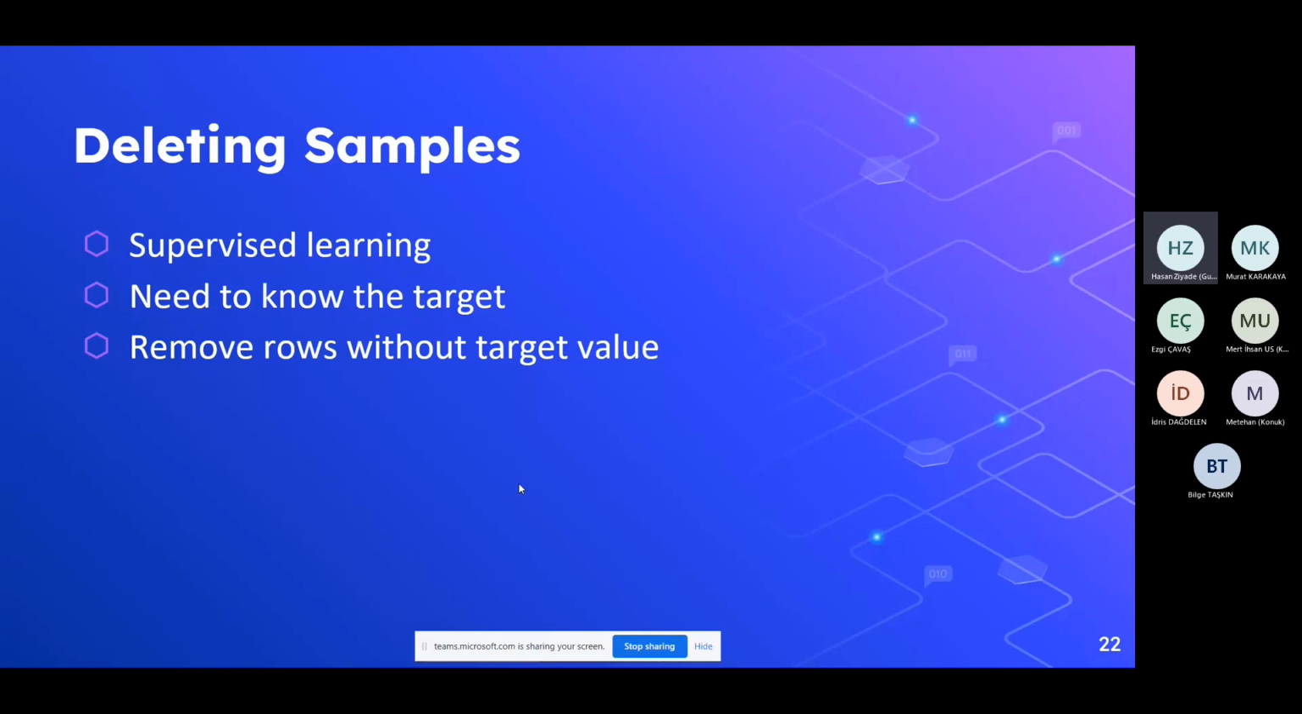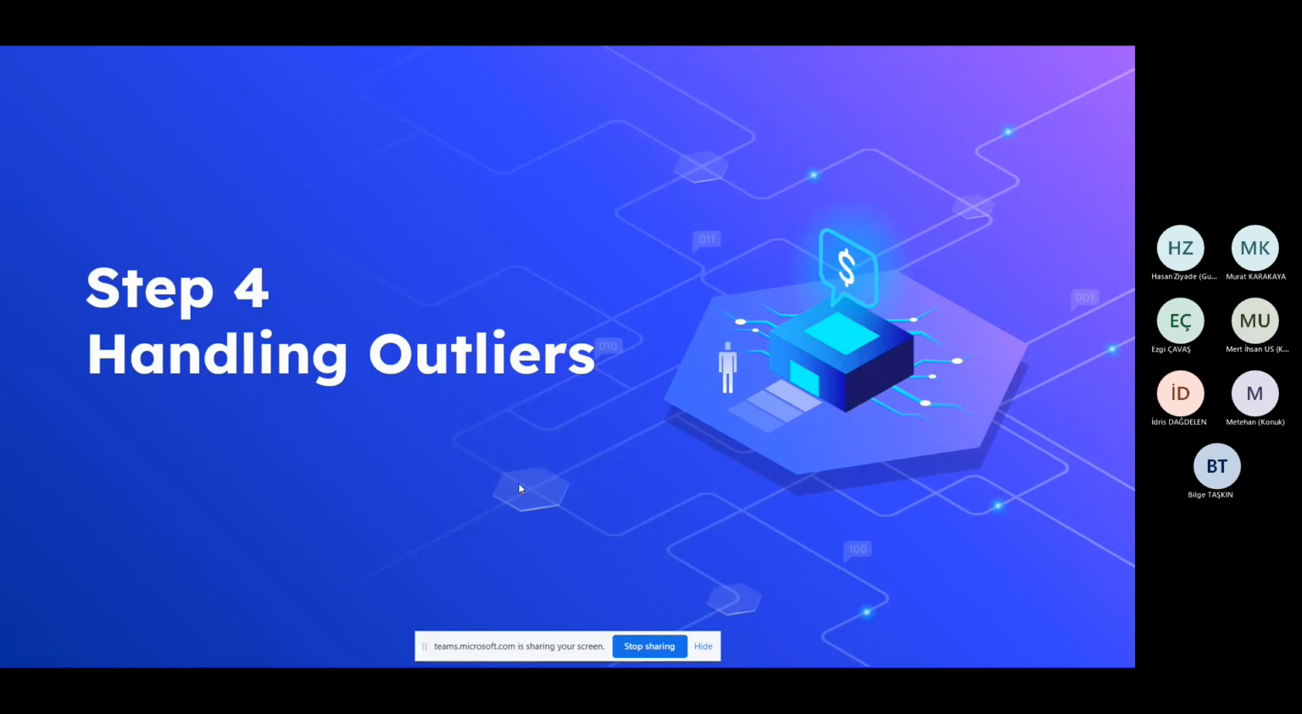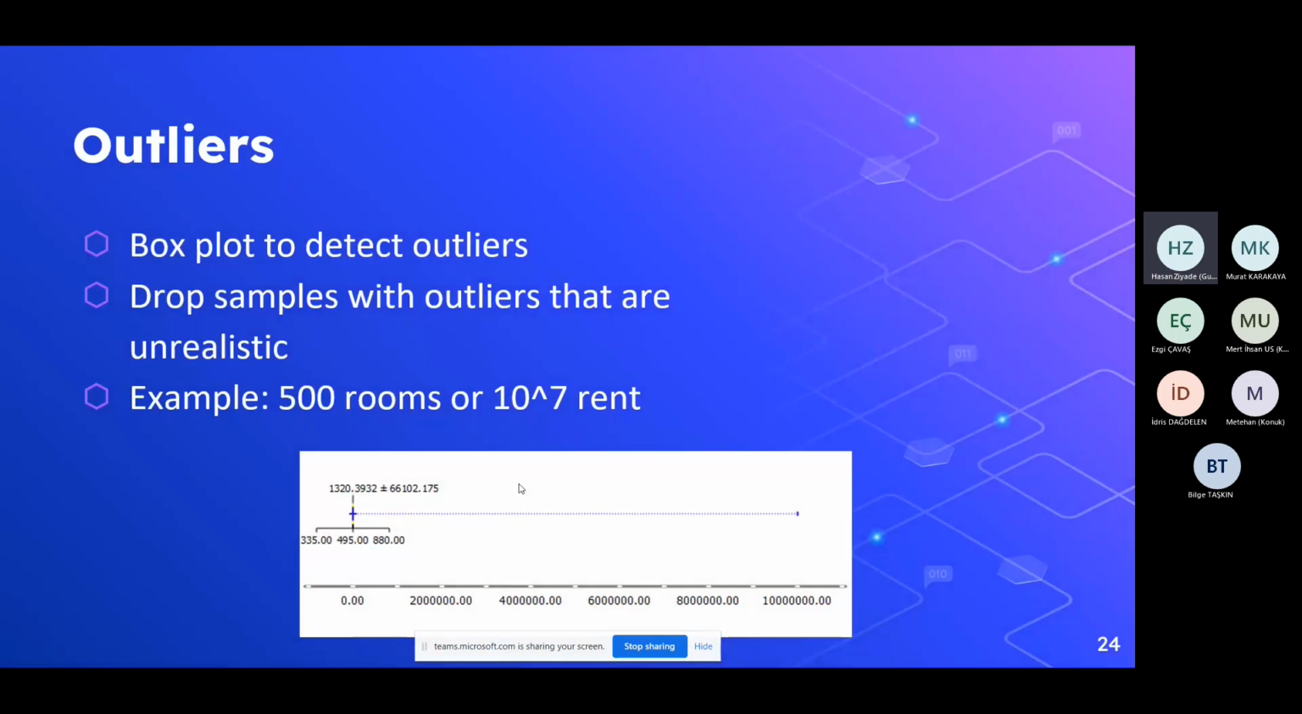Now, as we have a supervised learning model, we also deleted any samples that didn't have our target value, which was the total rent. Our fourth step was handling outliers. We did the box plot to detect any outliers, and we dropped the samples that had any unrealistic values.